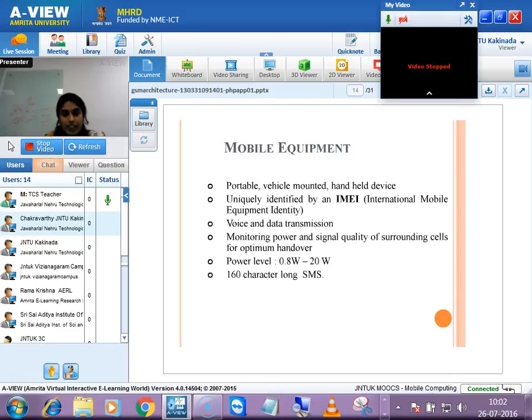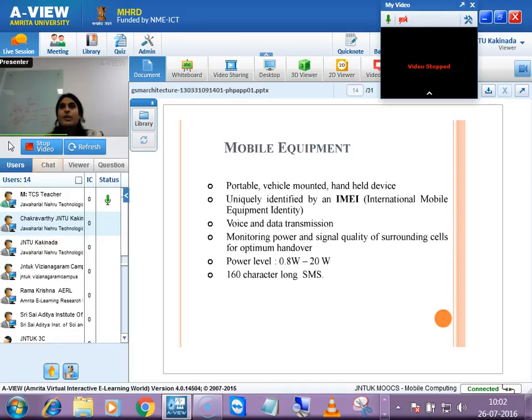And voice and data transmissions. Now you are capable of having voice calls and data. This is 2G. Please stay in 2G. If you come into LTE, there are many more advanced features. So in 2G, we only have voice and data transmission, and monitoring power and signal strength for handover. Handover, I think you know, right?